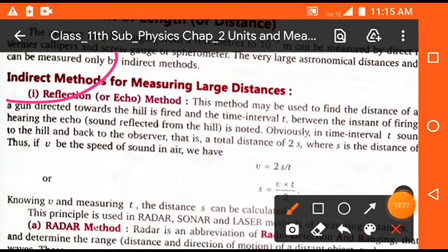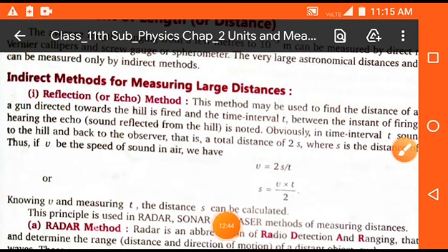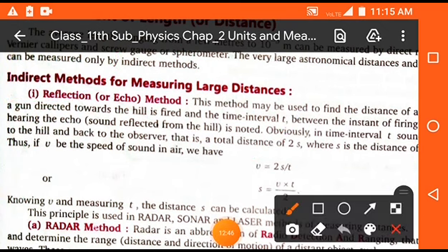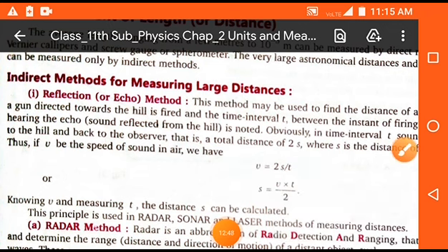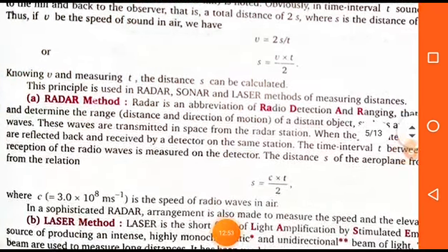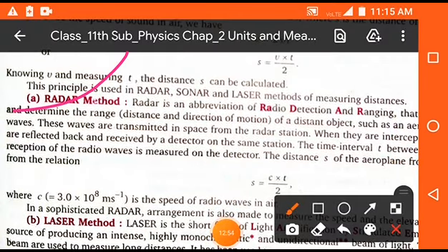There are methods. First is the reflection or echo method. With the help of this method, we can find the distance of any object with the help of echo formation. In this method, we use the formula v is equal to 2s upon t. From this formula, we can also find the value of s. Clear?